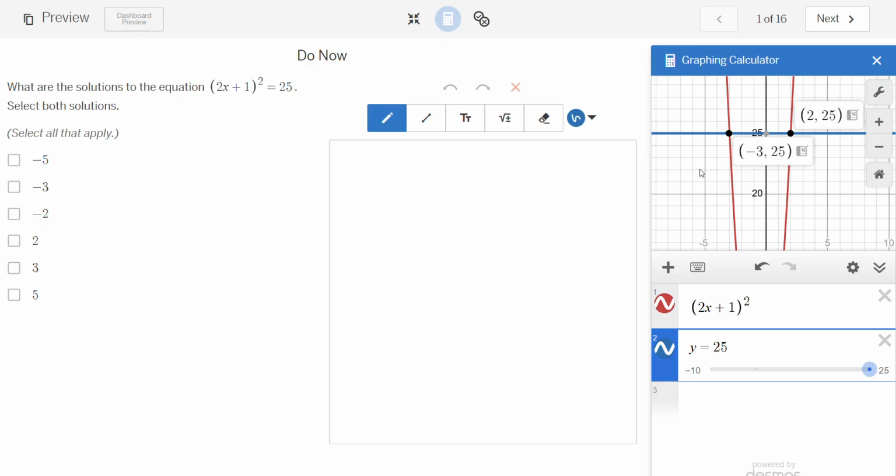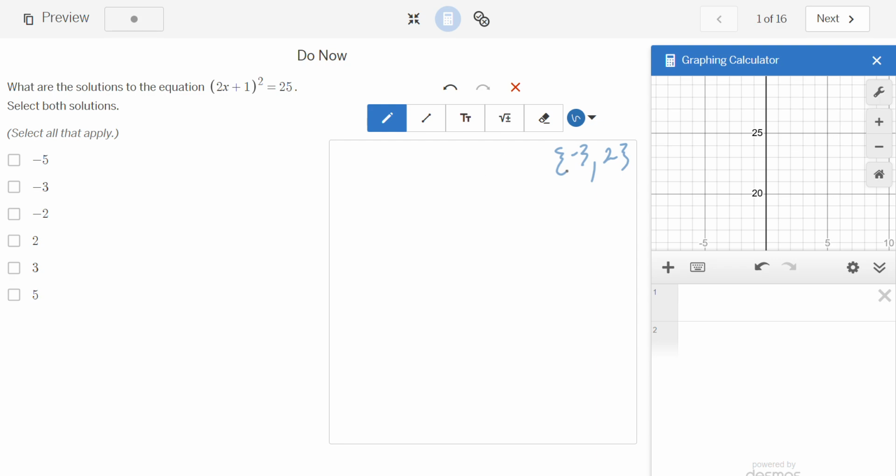So my solutions are going to be at, let me change my line to a smaller line. So we know our solutions are at -3 and +2. Okay, now we're going to talk about this algebraically in terms of taking the square root.